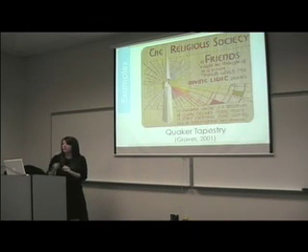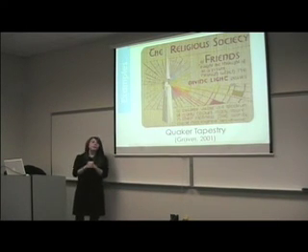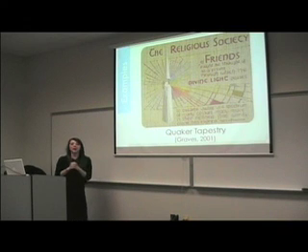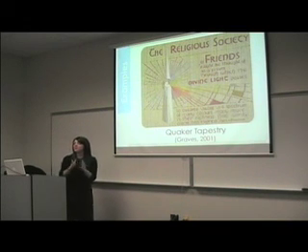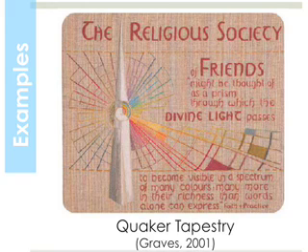Okay, so let's look at a couple examples. First, I want to talk about the Quaker tapestry. This is a study done by Graves in 2001. As you can see here in this picture, this tapestry is the Religious Society of Friends. The Quakers put this together, and it's an idea that they were trying to communicate a sense of unity.